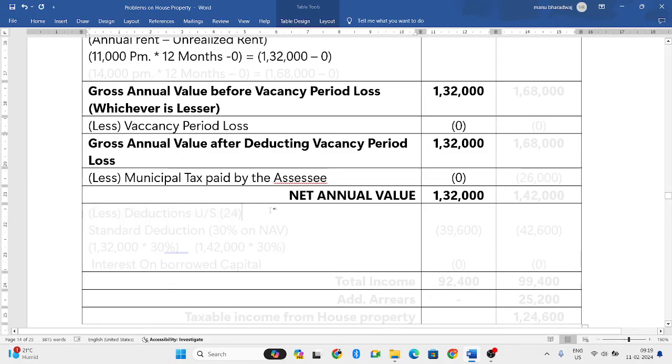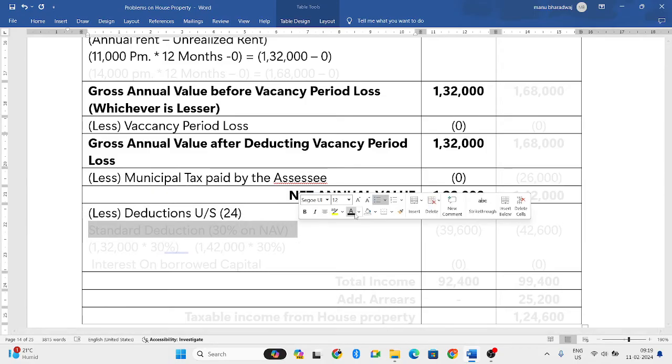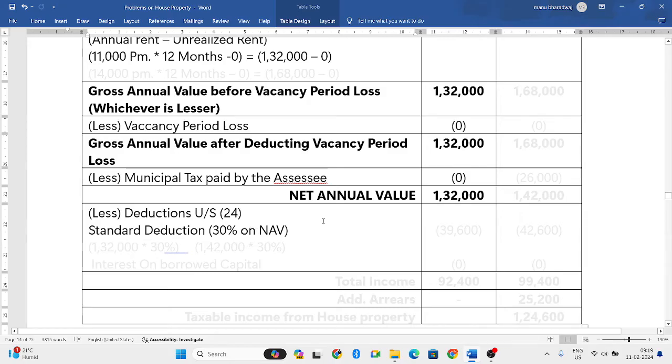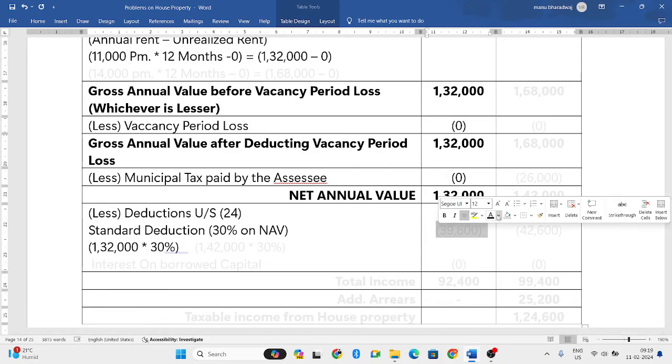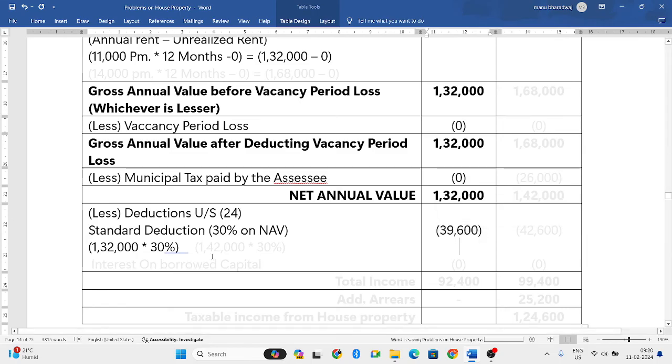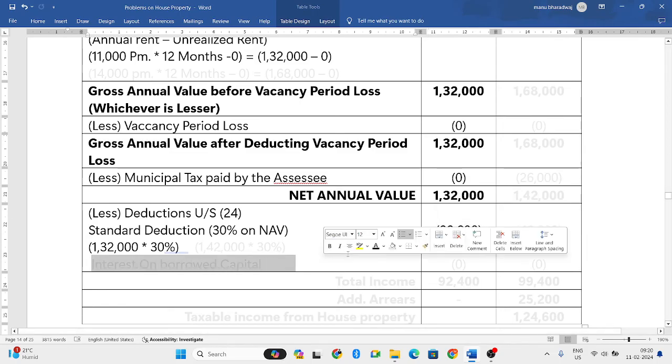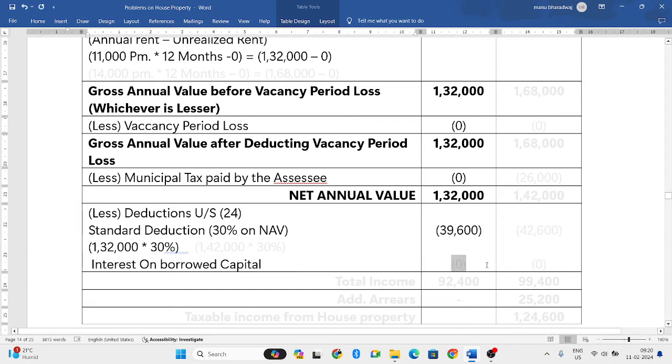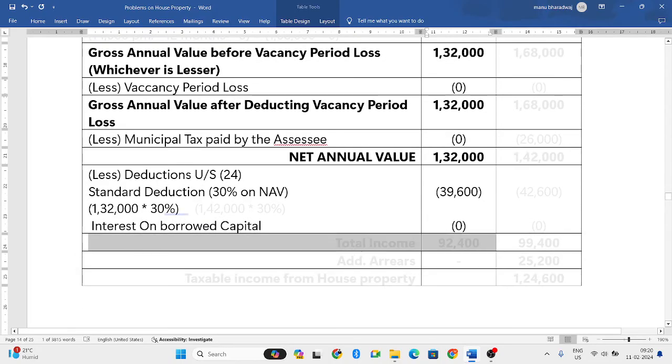For that net annual value, we have three kinds of deduction under section 24. First one is standard deduction. Standard deduction is 30% on NAV. So 1,32,000 into 30% gives the standard deduction, that is 39,600 rupees. Next, the second deduction is interest on borrowed capital. There is no interest on borrowed capital in the question, so it will be 0. If you deduct 39,600 from 1,32,000, you will get the income, that is 92,400. This is one part.